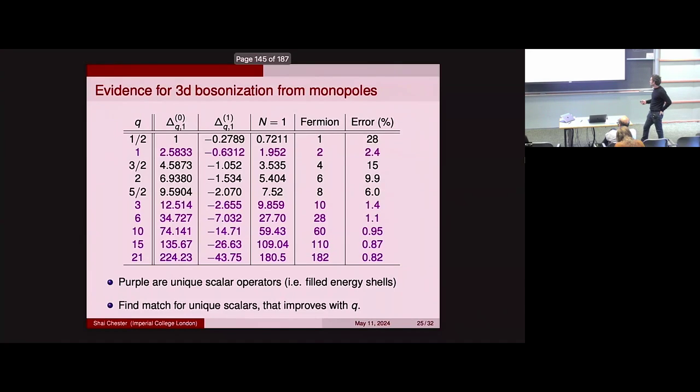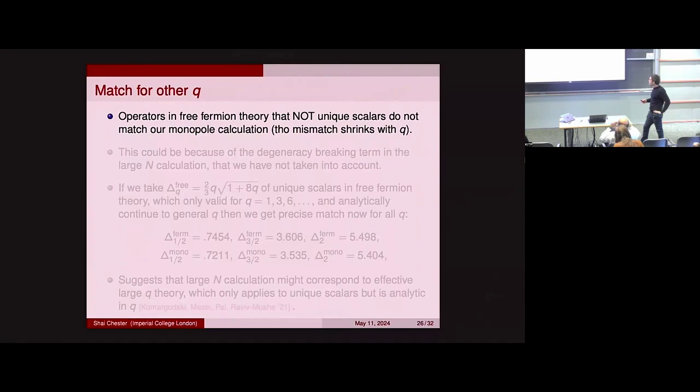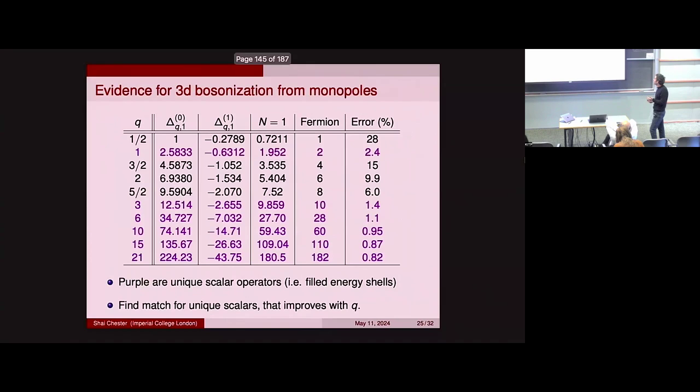So an obvious question, though, is, why am I talking about these purple values? What about these black values? The black values don't seem as good. For instance, with Q equals half, the large flavor expansion says 0.72, whereas the answer is supposed to be 1. So there seems to be something special about these purple values, which are the unique scalars, in contrast to the black values, which are either non-scalars or degenerate. So let's talk about those other values of Q for a moment. Operators in the free fermion theory that are not unique scalars don't seem to match our monopole calculation, as we just discussed. Even though I will say the discrepancy is getting smaller, still, the discrepancy is huge. It's 28% versus 2.4.